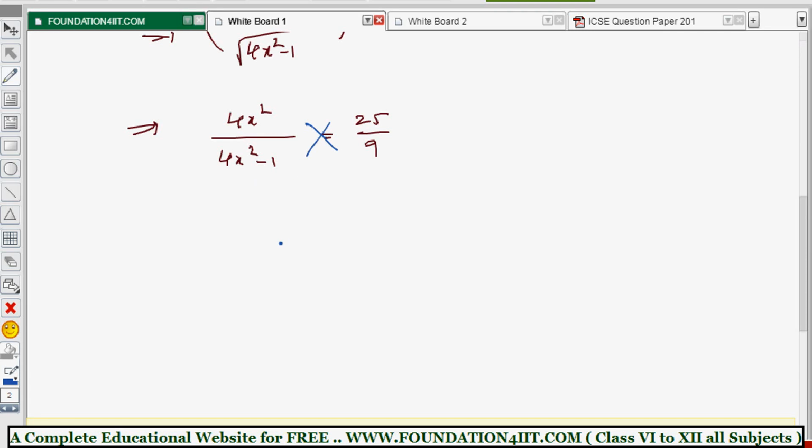So you can convert this. Now 4x square into 9, that is 36x square is equals to 25 into 4x square minus 1. Simplify this. So 25 into 4, so 100x square minus 25.